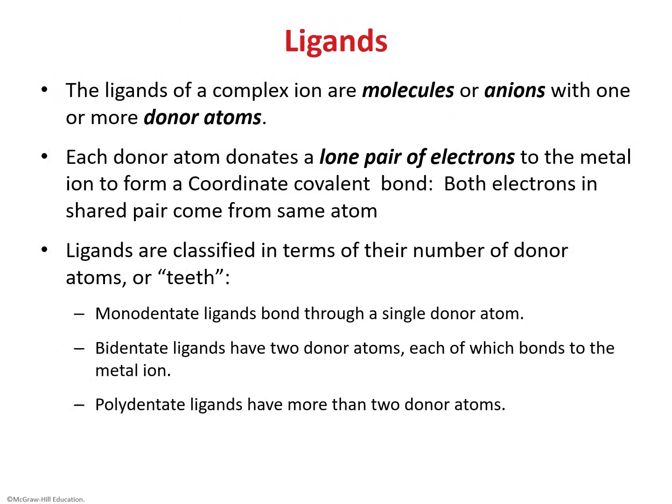So let's take a look at the definition of a ligand. The ligands of a complex ion are the molecules or anions with one or more donor atoms. Each donor atom donates a lone pair of electrons to the metal ion to form a coordinate covalent bond. So the bond in coordination compounds, remember, is called the coordinate covalent bond. Both electrons in the shared pair come from the same atom. And what are these ligands? These ligands can be of multiple different kinds, so you will have to memorize that.